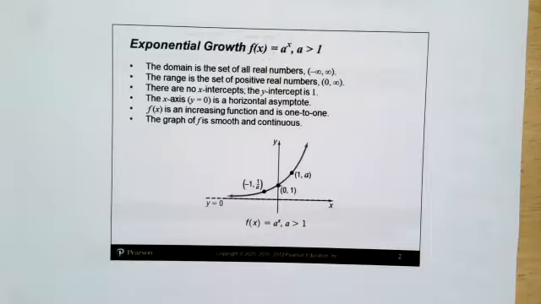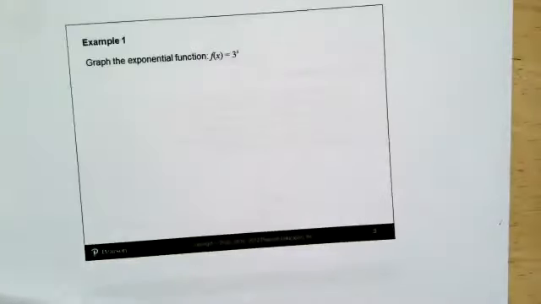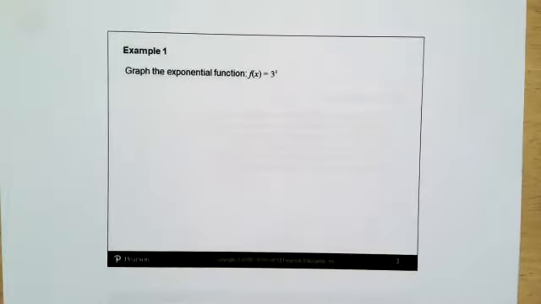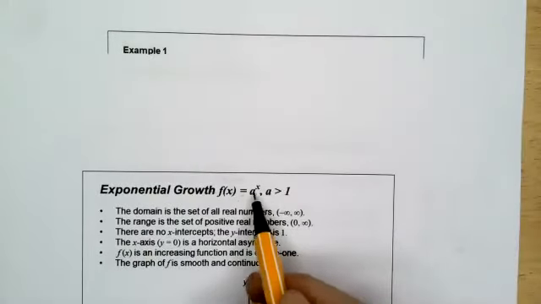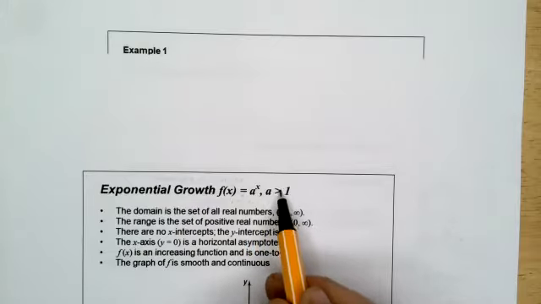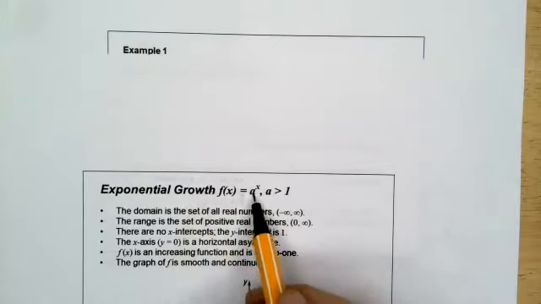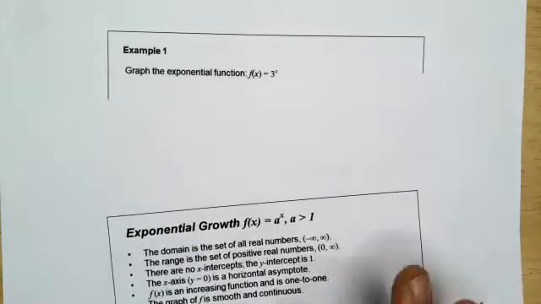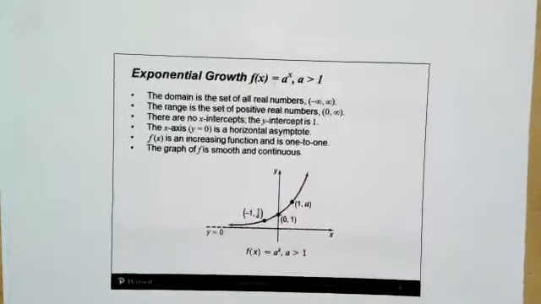Good. So those are the characteristics of exponential growth and very similar to exponential decay. The difference between exponential growth and exponential decay is that if a is a number greater than 1, then it's growth. If a is between 0 and 1, it's decay, it's going down. Oops, sorry, couldn't see that. Like that, okay?